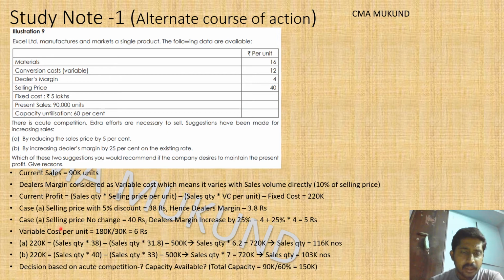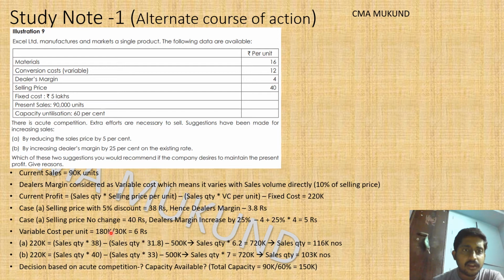So this should be case B. There is a typo error. In case B, for increasing the sales, the proposal from the marketing department is to increase the dealer's margin by 25%. The selling price is not changed, but the dealer's margin is going to be increased by 25%. So 4 rupees is the current dealer's margin, and 4 rupees plus 25% of 4 rupees is nothing but 125% of 4 rupees, which is 5 rupees.